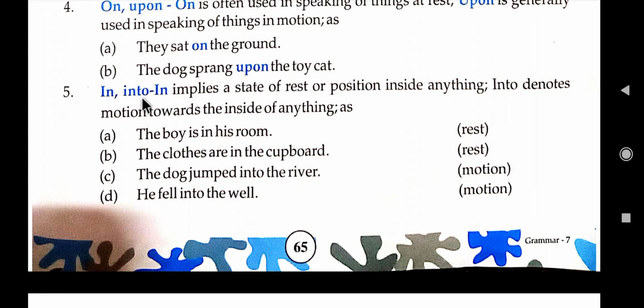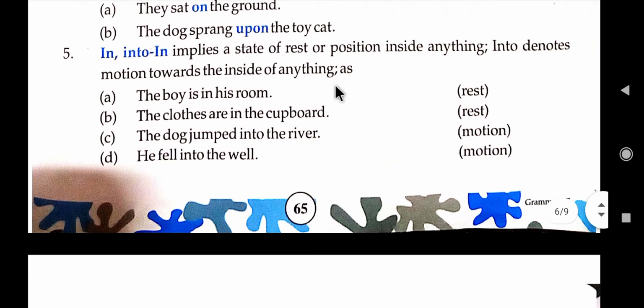Now next, in and into. In implies a state of rest or position inside anything. Into denotes motion towards the inside of anything. So it is again quite similar to on and upon. In is used when something is at a rest position and it is inside of something. Into is used when something is in motion and it is also inside of something.